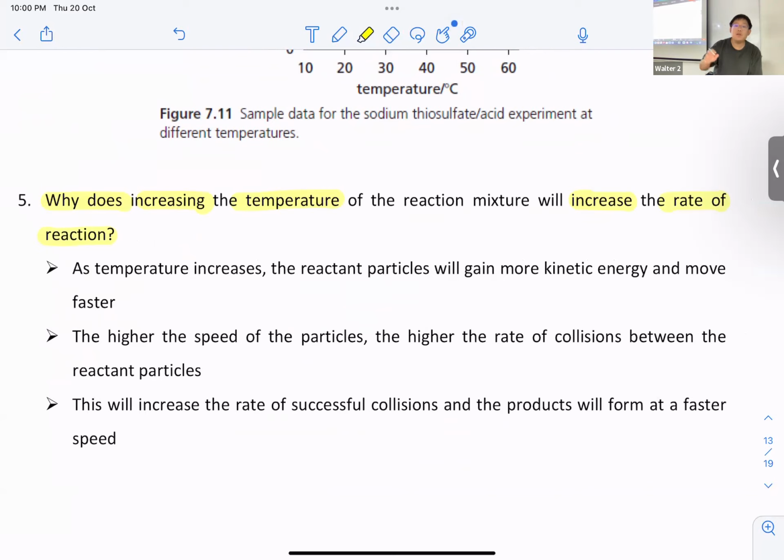So this time, we're going to use two different concepts to explain the same situation. Number one is when temperature increases, the reactant particles will start to gain kinetic energy. That's why it's now related to the kinetic theory of matter. As temperature increases, the reactant particles gain more kinetic energy, and when that happens, they will start to move even faster.